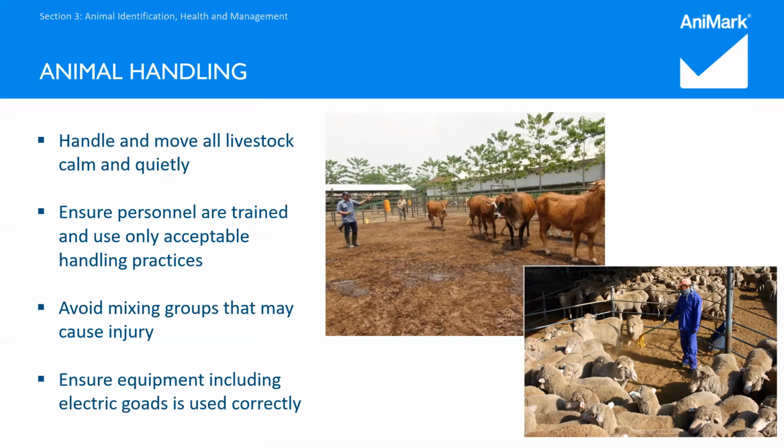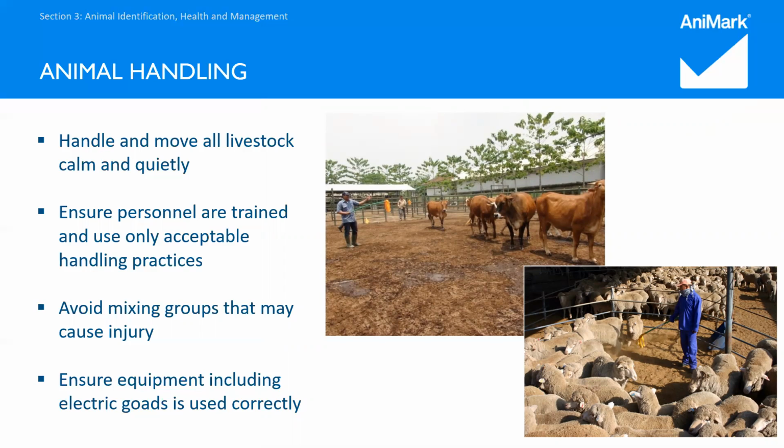Animal handling is an important area to ensure animals' safety as well as avoiding injury to personnel. Animals should be handled and moved calmly and quietly using only acceptable practices. Grouping of animals should be planned to avoid mixing groups that may result in injuries. Animals should not be isolated unless required for treatment.